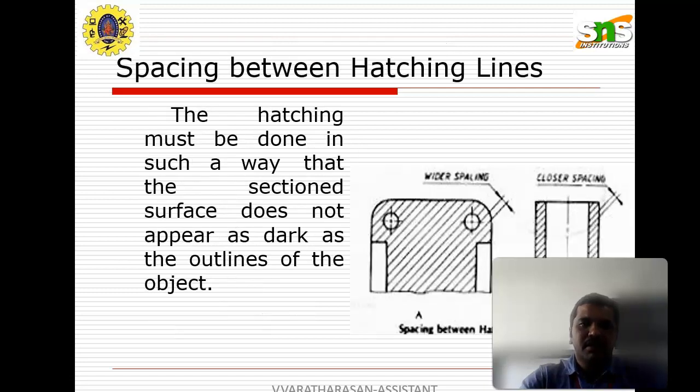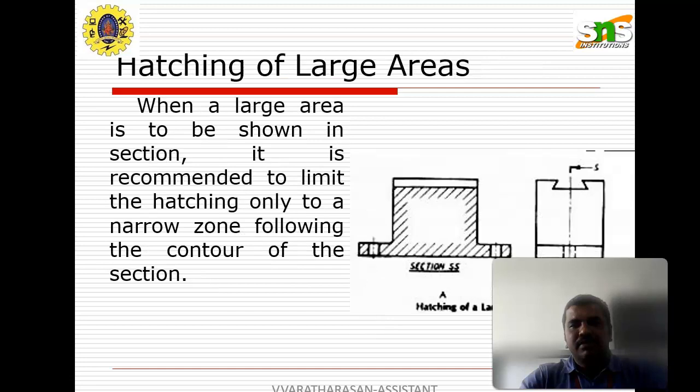The spacing between the hatching lines must also be done in separate sectional surfaces, and it appears as the dark outlines of the object. So spacing between the hatching lines is a very important thing in the diagram. The hatching of large areas is also represented using hatching lines like this diagram. It shows the ways a large area or large product can be represented as a sectional view.